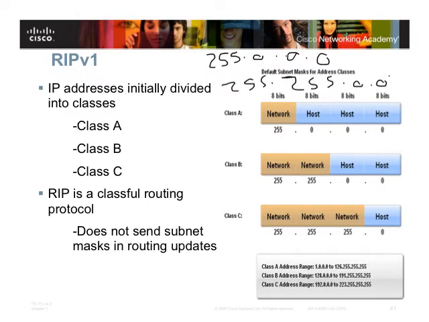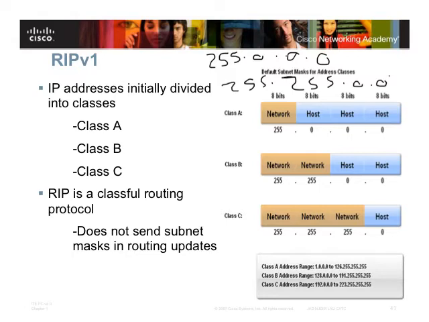Okay? So these are the classful addresses. Classful routing protocol means that we do not. This is the definition of a classful routing protocol: that this routing protocol does not send the subnet mask as part of the routing updates.